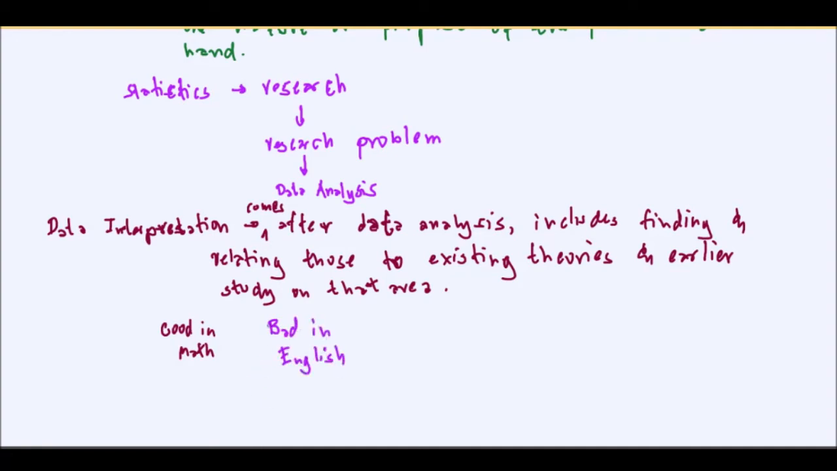Okay, so first, let's say that you found that there is a direct correlation, or a direct relationship, and it was proven by your data analysis. So this will now be your findings. These findings must be supported, or must be related, or we must find a way to relate this one to existing theories.